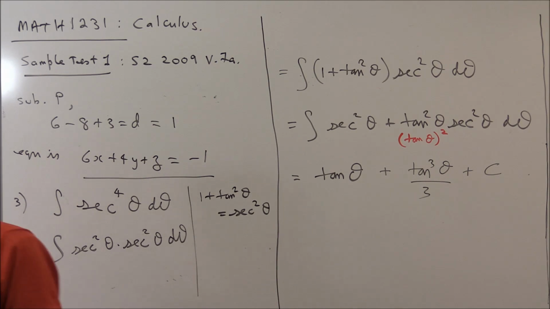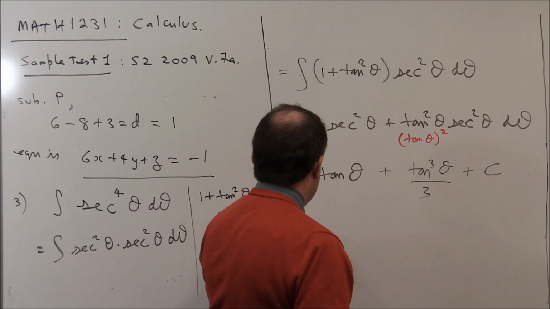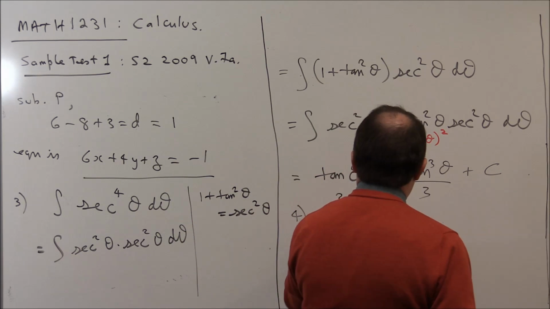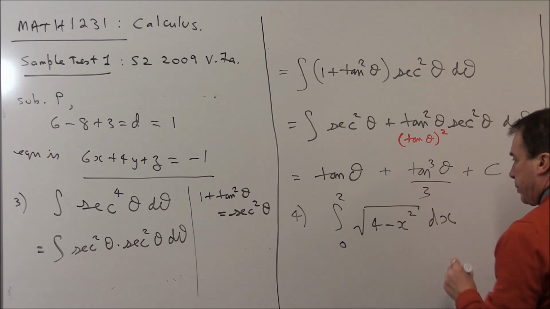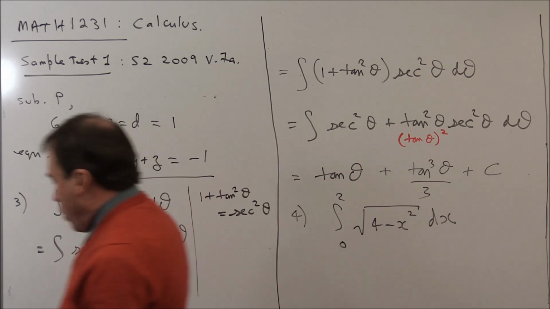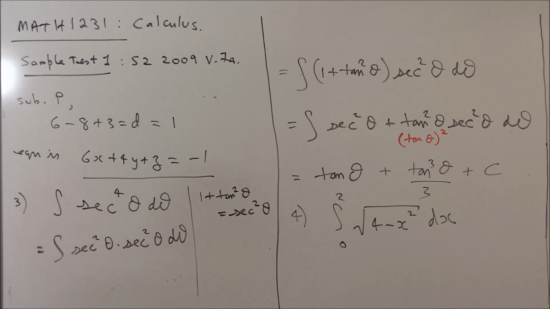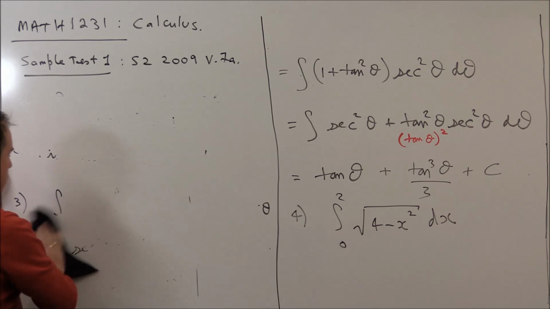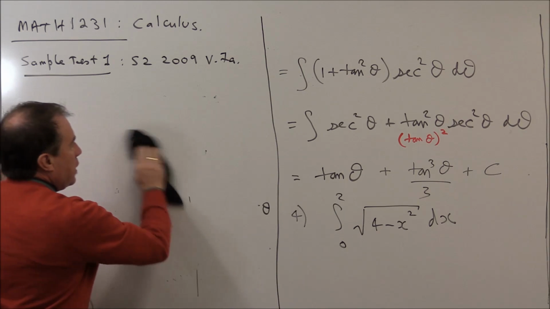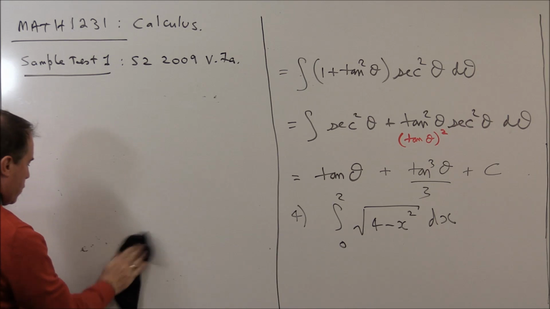Question 4, it asks us to use a trig substitution to work out the integral 0 to 2 square root 4 minus x squared. Now the question is very carefully worded because it actually says use a trig substitution. That is not just to give you a hint, it's also to force you to go down a certain path here.